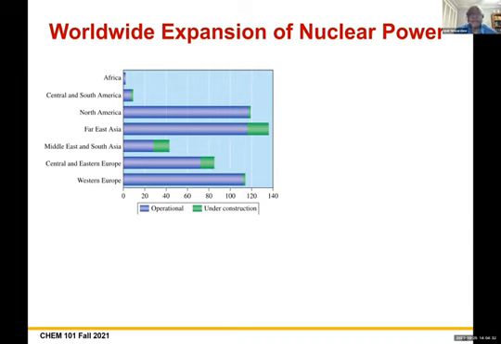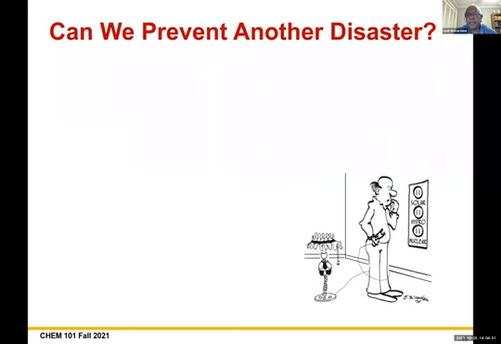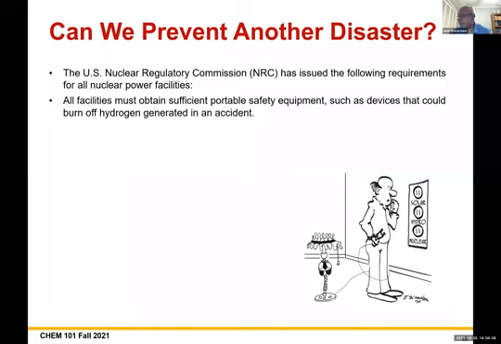The safety is a concern, therefore the procedures have to be improved. Significant expansion of nuclear power facilities is underway in most developed countries, especially in Asia and Europe. How can we prevent another nuclear disaster?